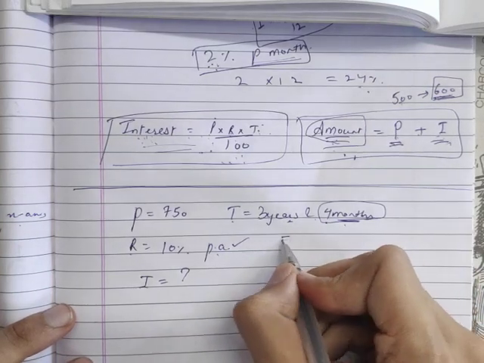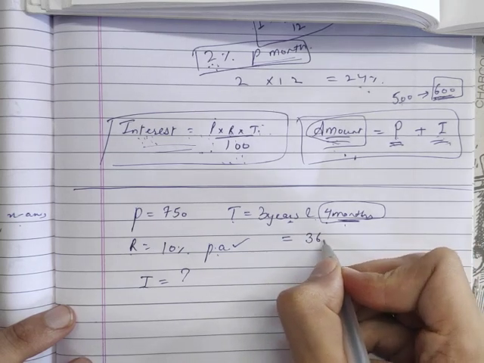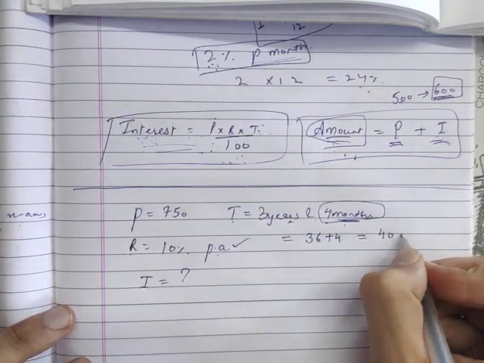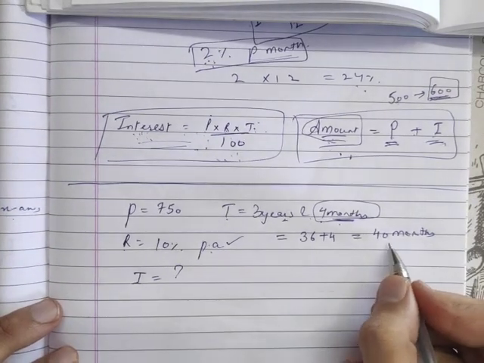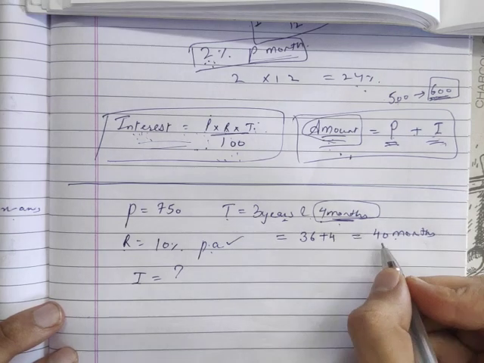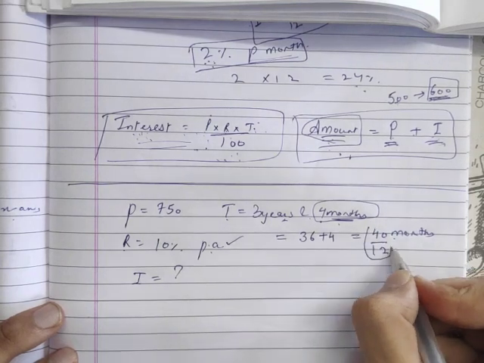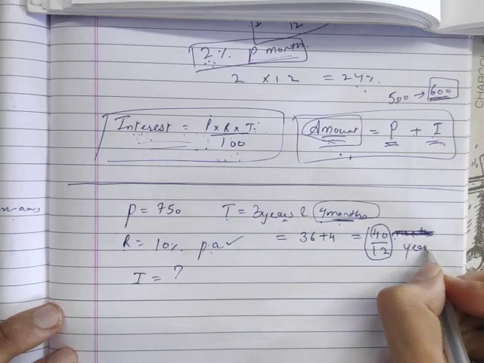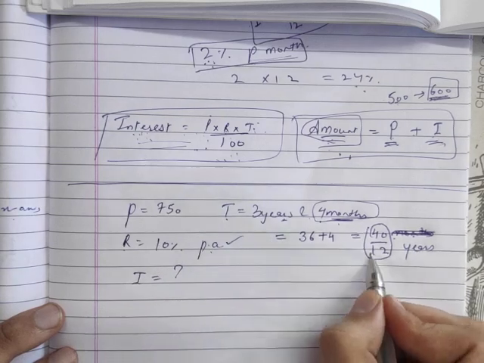So 3 years means how much? 3 years means 36 months. And 4 months means plus 4 months. That becomes how much? This becomes 40 months. Now it is a simple figure, 40 months. Now I can easily convert it into years. So divide it by 12. So this much is now not months but years. So my time value in the formula, I'll put this.